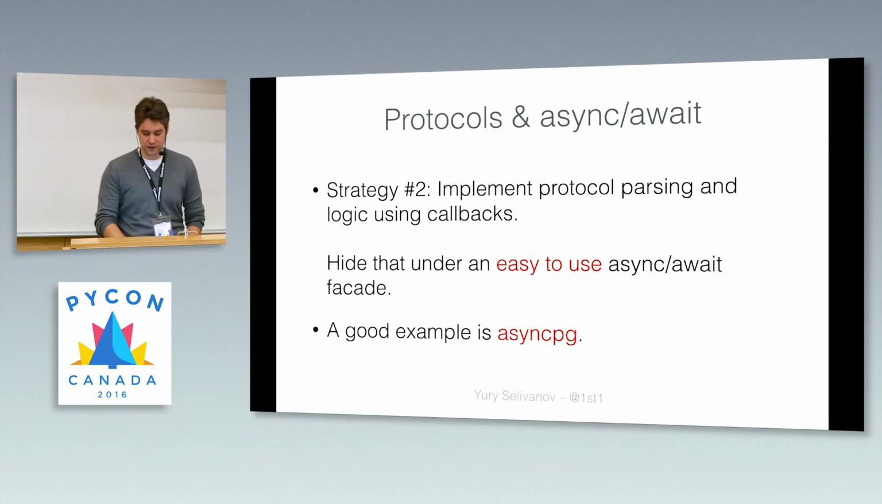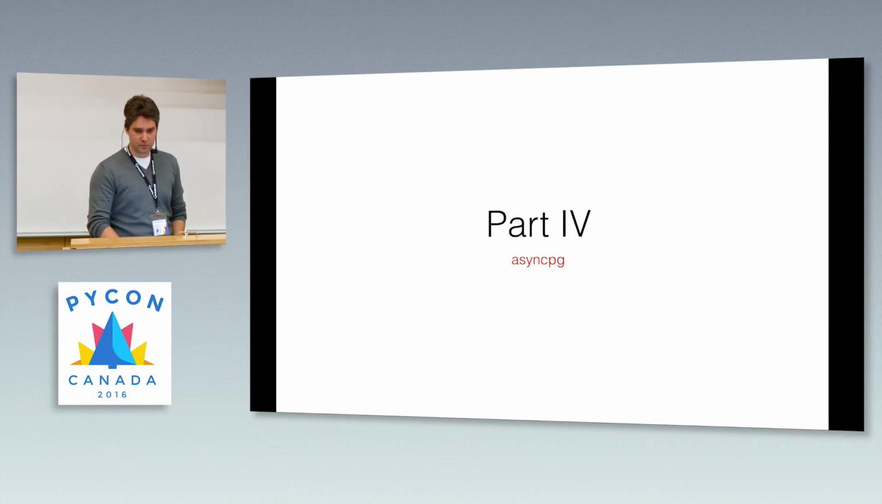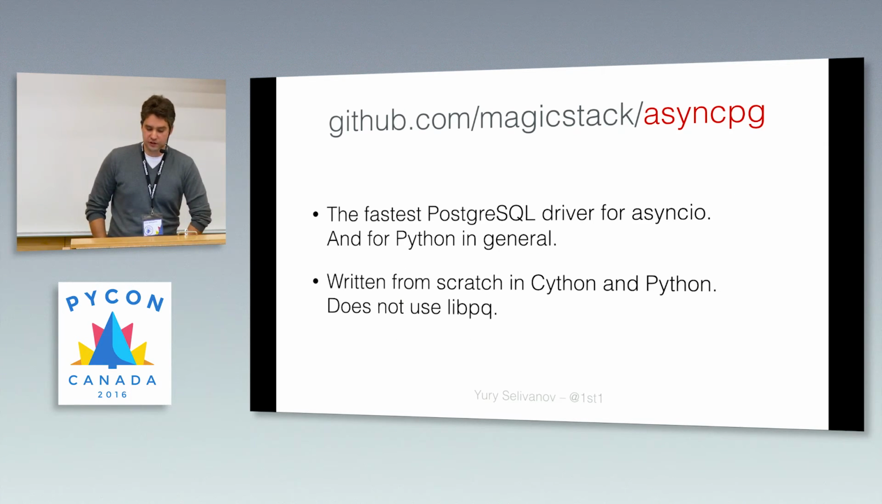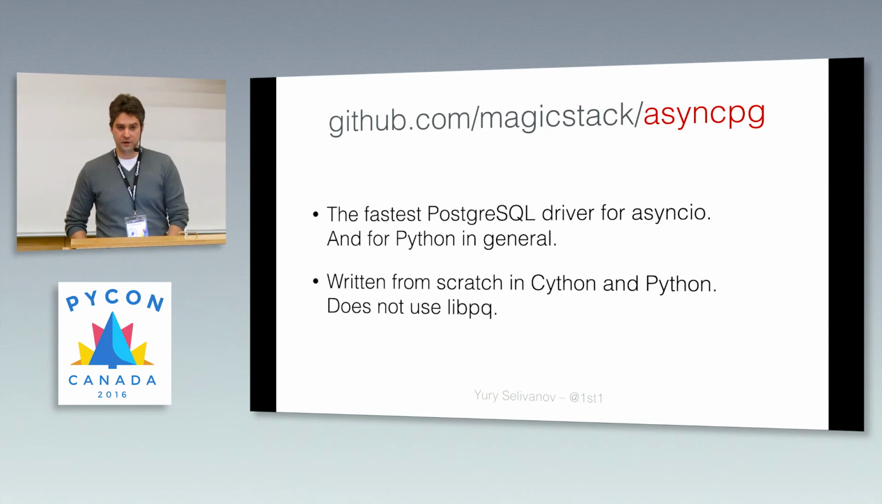A good example of that is Async PG. So let's talk about Async PG. Async PG is the fastest Postgres driver for Python out there.